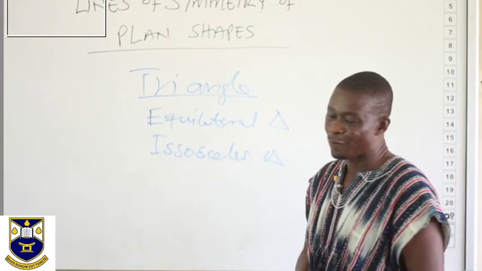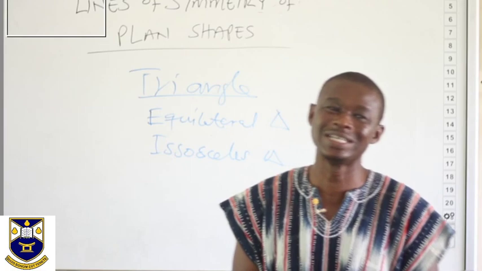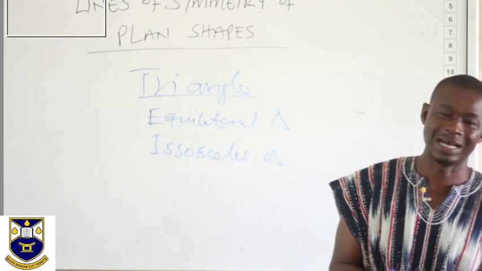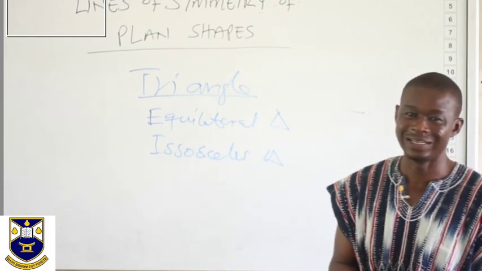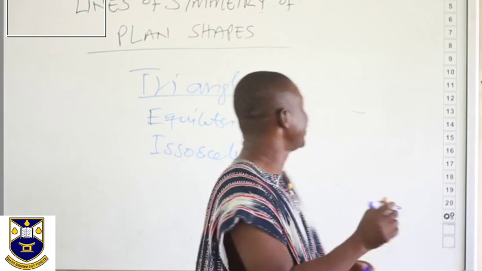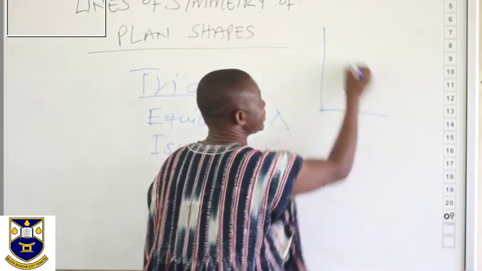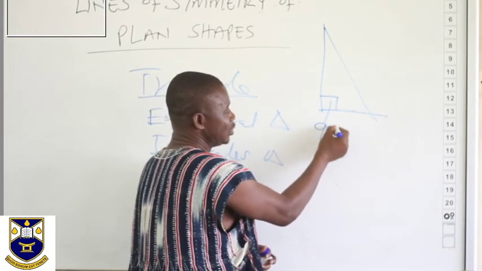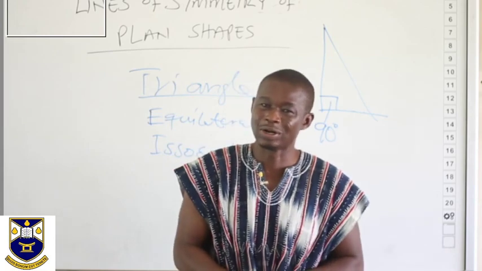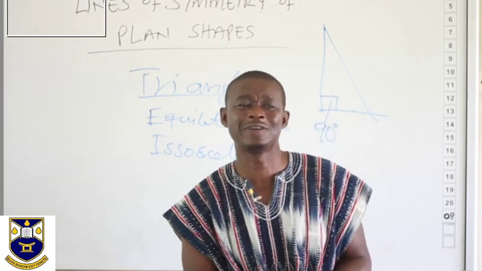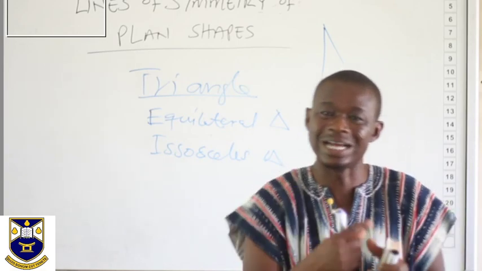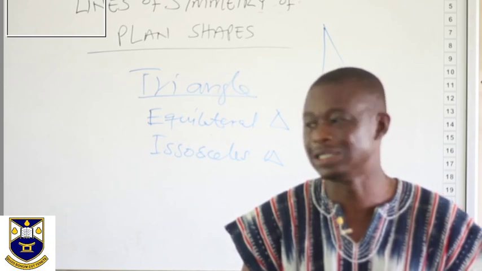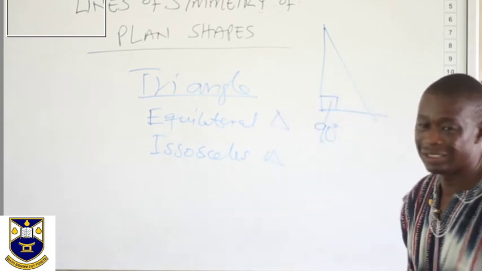We also have one important triangle which we will be using very much, and we call that one right-angled triangle. It is so called because one of its interior angles is 90 degrees. So when you see this sign, it denotes 90 degrees. When you have any triangle and one of its interior angles is 90 degrees, then that triangle is known as right-angled triangle.